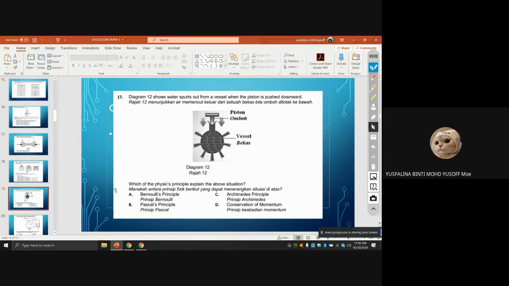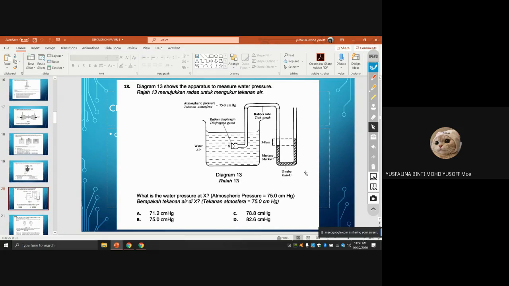Okay. Alright, next question. So diagram 13 shows the apparatus to measure water pressure. So what is the water pressure at X? Okay. So this one you can see the pressure here will push the water down. This one the water will go up. Okay. So last week I think I already explained about this one. So if you want to find the water pressure at X, you just add the atmospheric pressure. So 75 plus 3.8, you get 78.8. So number 18, the answer is C.